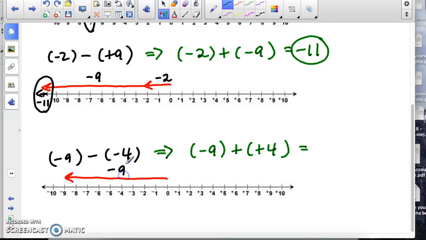Okay. And then you're going to look at the second integer, which is a positive 4. So you're going to take your yellow and start from negative 9 and go 4 up until you reach negative 5, okay? So the answer to negative 9 plus positive 4 is negative 5, okay?